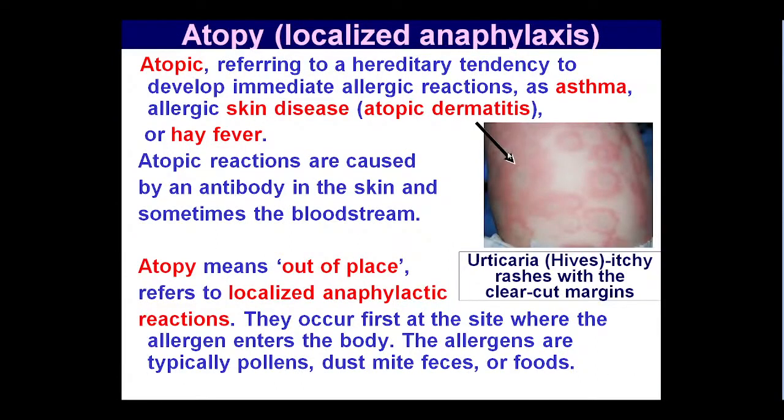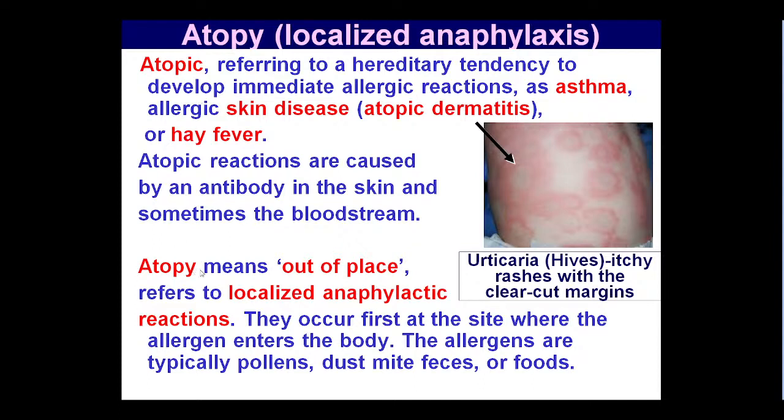Clinical manifestation: atopy. Atopic reaction refers to the hereditary tendency to develop immediate allergy reactions such as asthma, allergic skin disease, atopic dermatitis, or hay fever. Atopic reactions are caused by the antibody in the skin and sometimes the bloodstream. It means skin disease, skin inflammation, that means urticaria, hives, seen as itchy rashes with clear-cut margins. But this urticaria is associated mostly with the accumulation of the sensitized mast cells in the skin. Antibody in the skin means antibodies that occur on the surface of the mast cells and basophils.